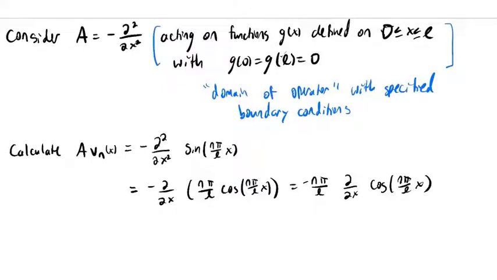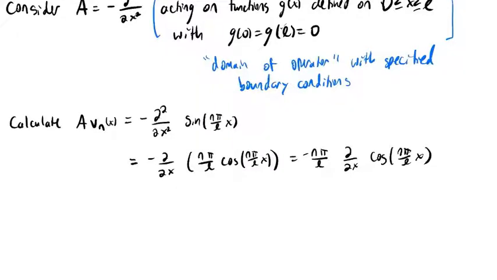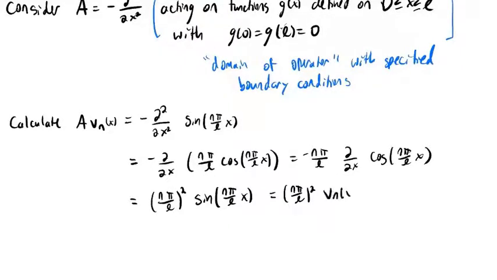And so now if I calculate one more derivative, well, the derivative of cosine is negative sine. The negative will cancel out with this other negative, and then I have to use the chain rule again. So I'm going to end up finally with n pi over L multiplied by itself, so n pi over L squared. And then I'm just left with sine of n pi over L x. But notice this is exactly n pi over L squared times Vn of x, right? And so in particular, this function is the same, right?